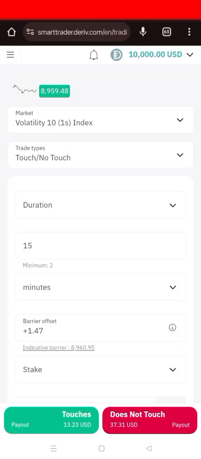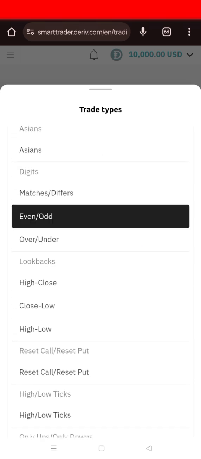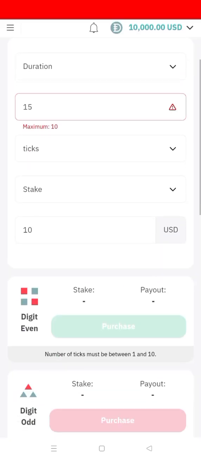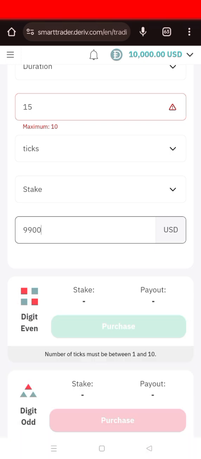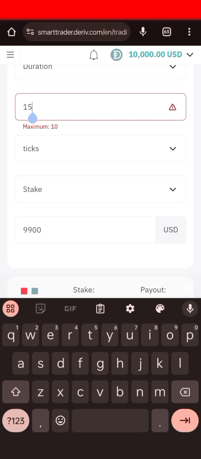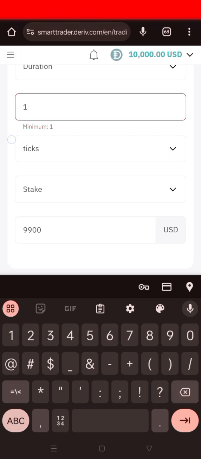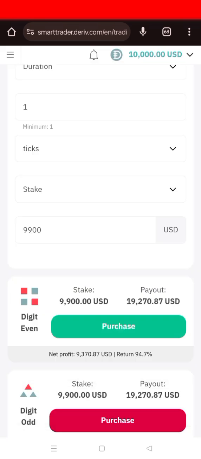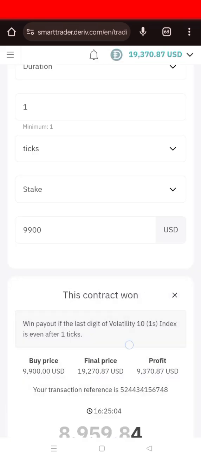Today is another amazing video, and we will be discussing the touch no touch. Most of you have asked me to show you the touch no touch. So let's first decrease this amount to around 100 USD, and then we can start trading and growing the 100 USD. So we will just decrease this, so you can see that's one.